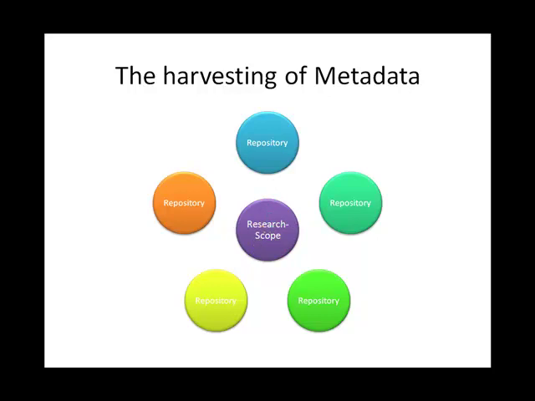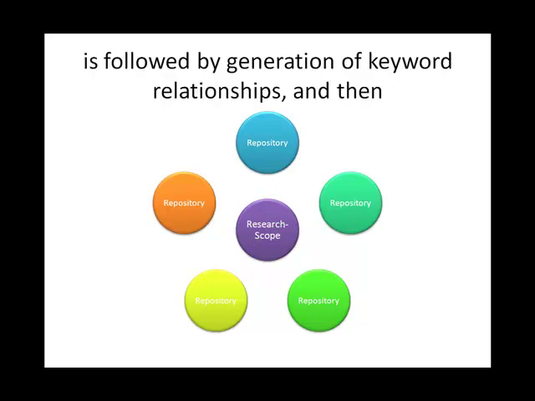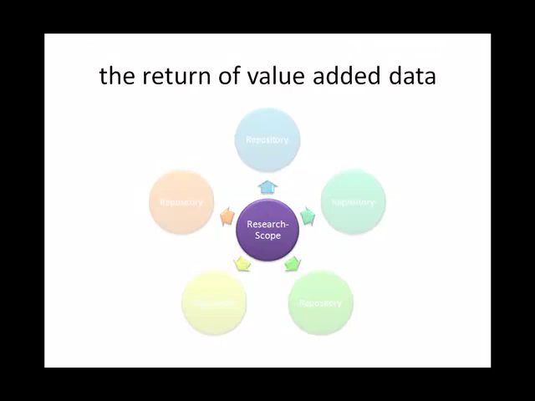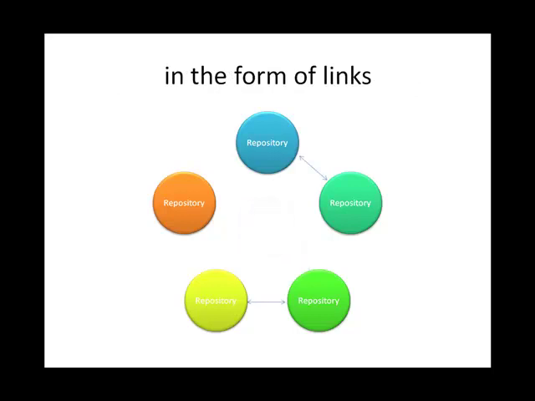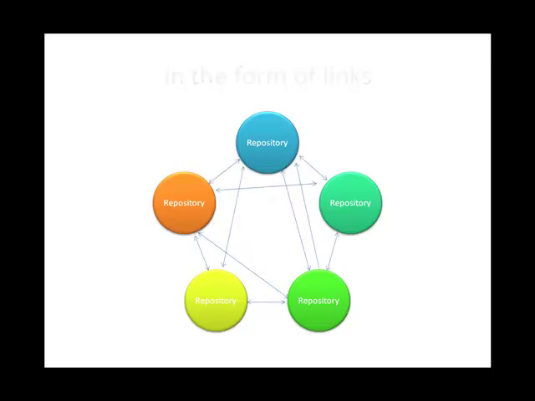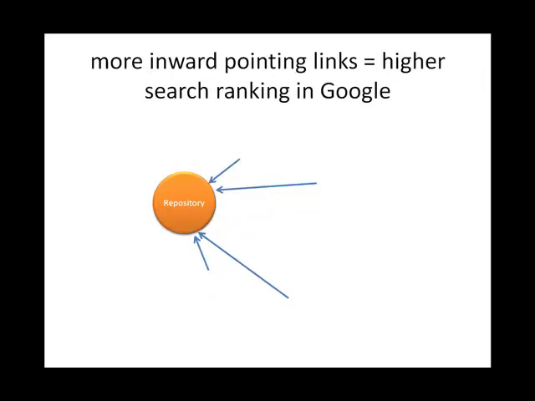Research Scope harvests the metadata, and then keyword relationships between similar records across all of the different repositories are generated. Then the data is returned to the repositories in the form of links, which can be included at the bottoms of all of the individual record pages. The key point here is that if you create inward pointing links to a page, you increase its search ranking in Google.